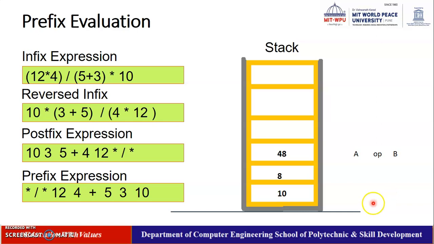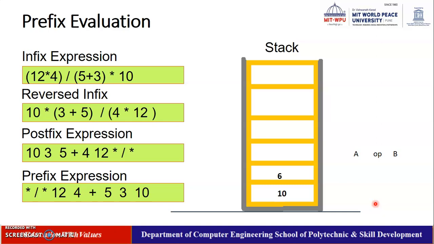Now the next scanned character is the division operator. Again an operator is coming, so you pop the top two elements from the stack. 48 is popped and considered as A, 8 is popped and considered as B, and the division is carried out. 48 divided by 8 gives 6, and the result is pushed on the stack. So now the stack has 10 and 6.